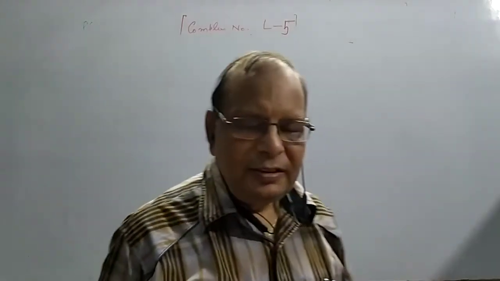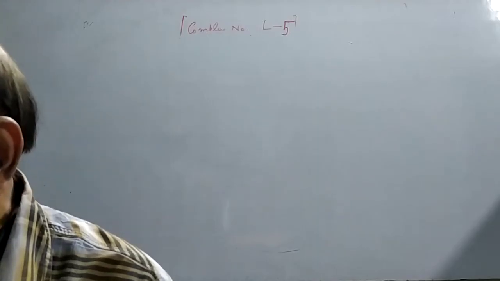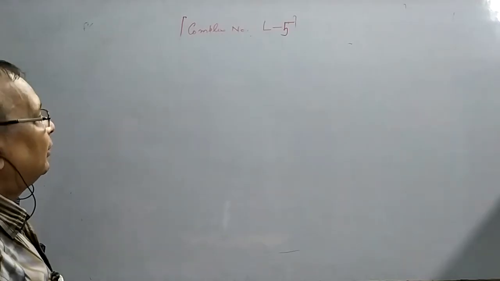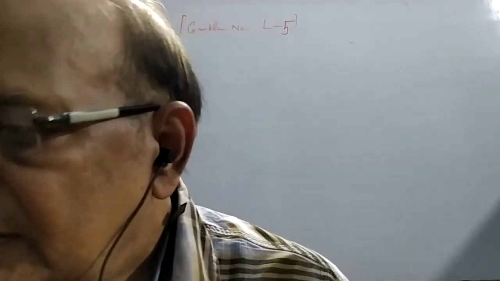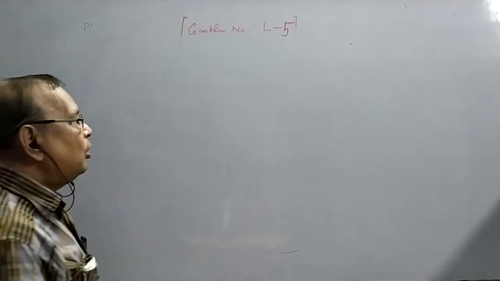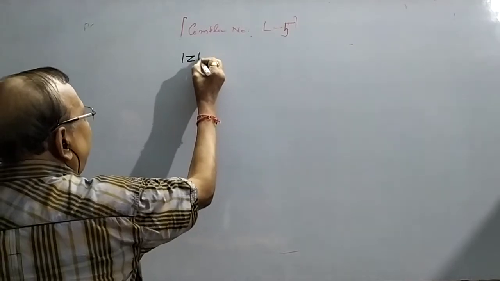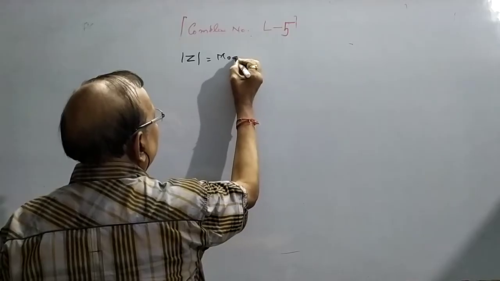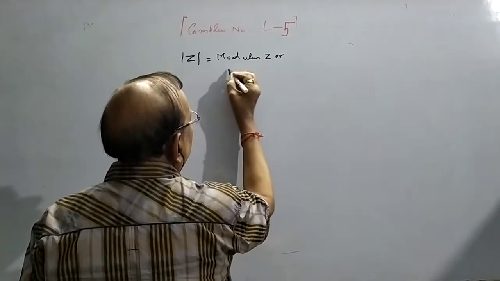We have already seen the properties for complex conjugate and different operations. Now, today we will observe what is modulus of Z. Z modulus, or that is called modulus Z, or magnitude of Z.